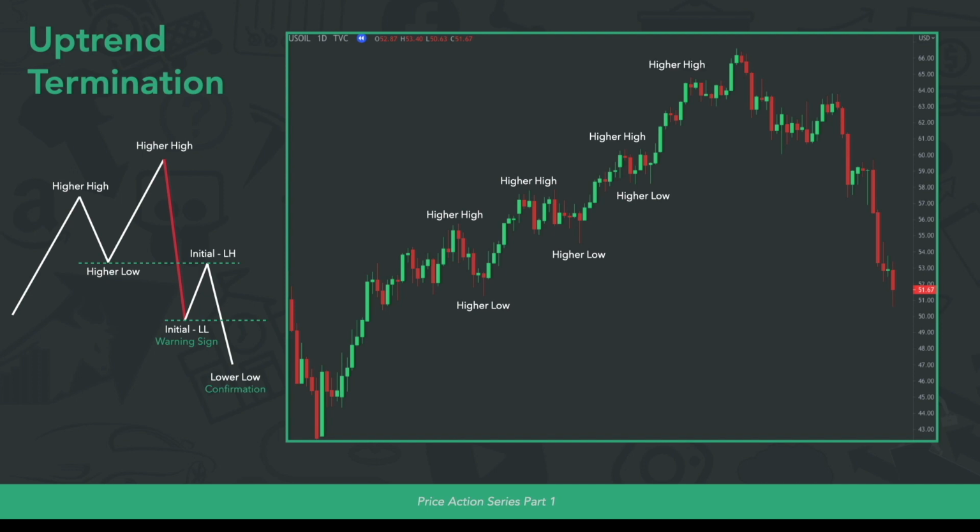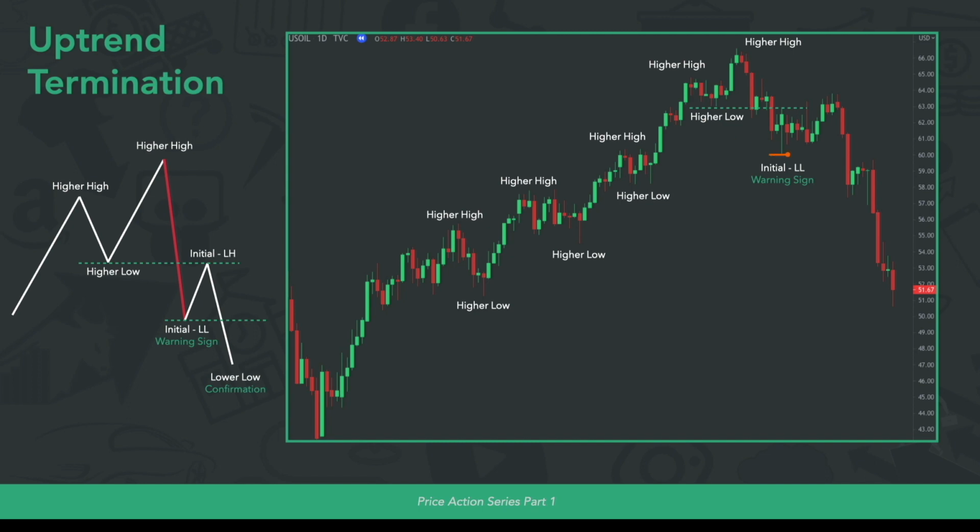Now, nagkaroon tayo ng higher high, and then another higher low, and then another higher high. So, kailangan nyo lang laging i-identify kung nasaan yung previous higher low and then yung previous higher high natin. Okay? In terms of structure. Now, yung last higher low natin, nandito. Ito yung level niya. Right? So, as you can see, na-break ng price itong level na to. So, nagkaroon tayo ng initial lower low.